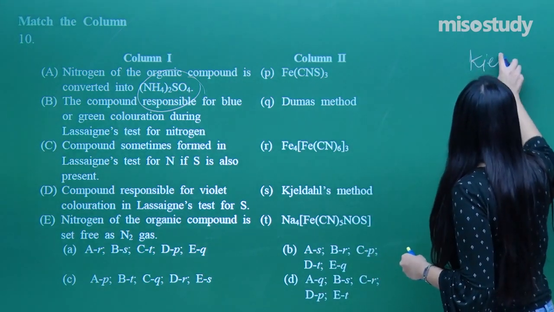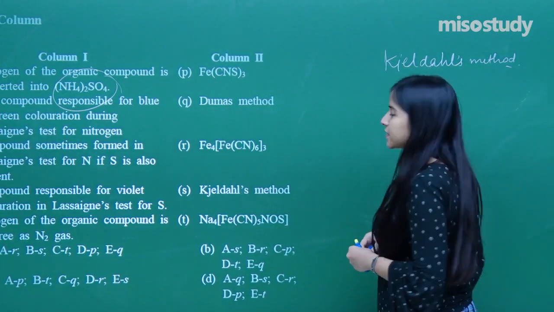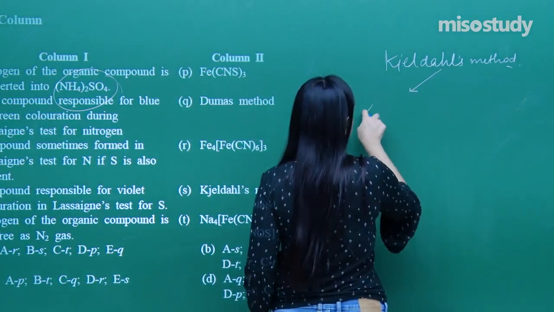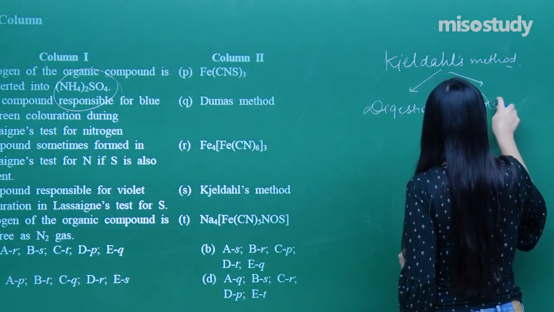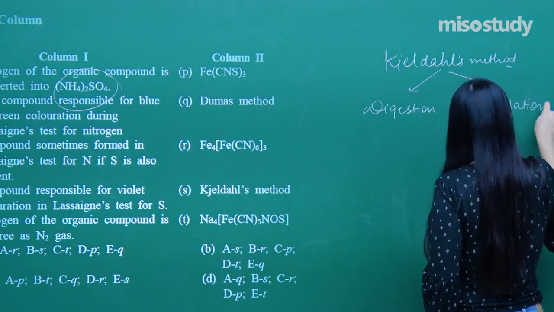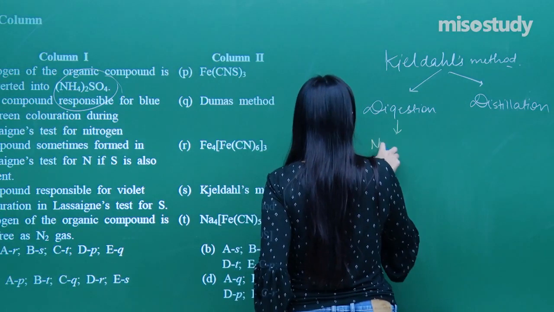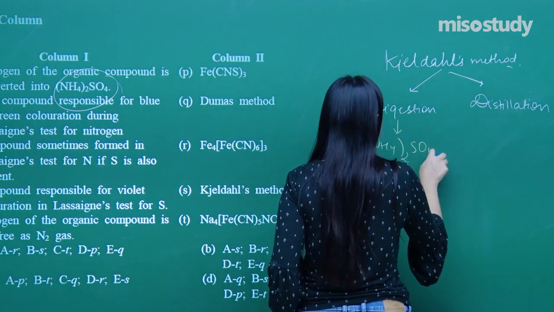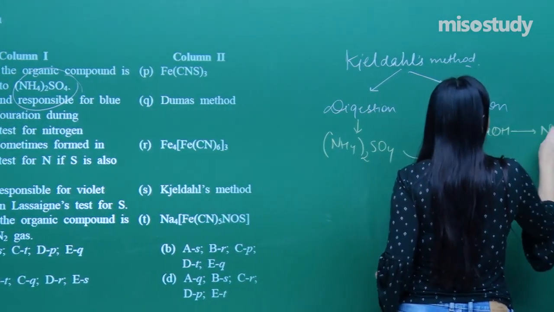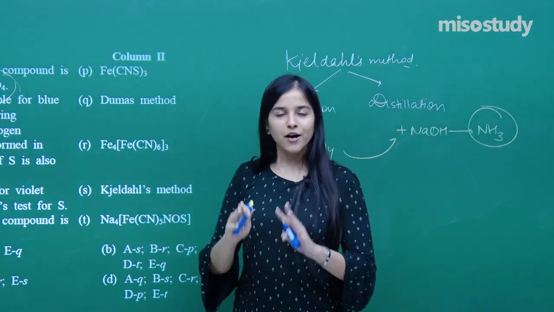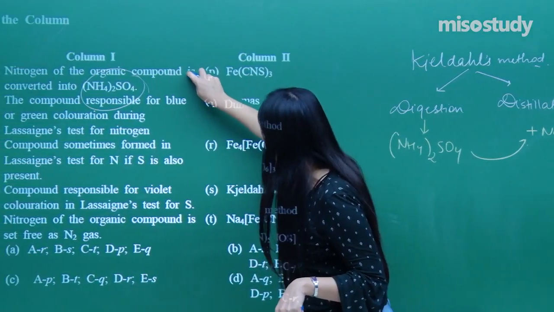In Kjeldahl's method, I have got two steps. One is the Kjeldahl's digestion and the other one is distillation, right? The product formed under the category of digestion is nothing but (NH4)2SO4, that is ammonium sulfate, which is then reacted with the alkali to form ammonia, which is of main concern, right? I hope everybody is able to recall that. So option A will be corresponding to the Kjeldahl's method.